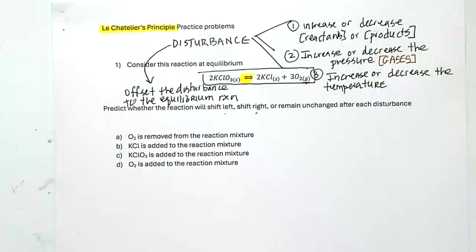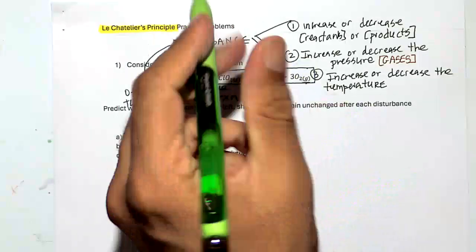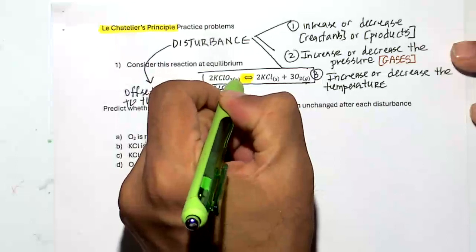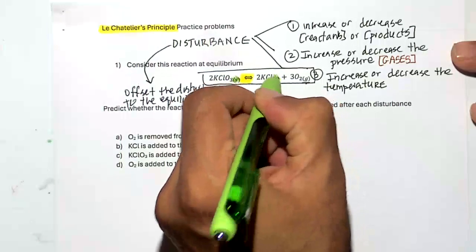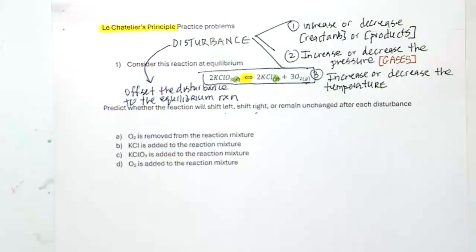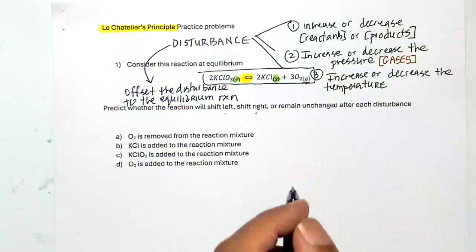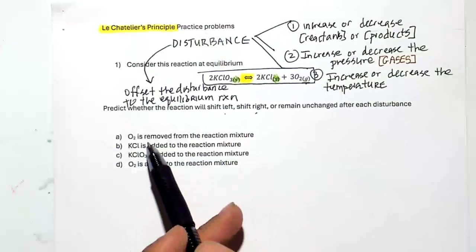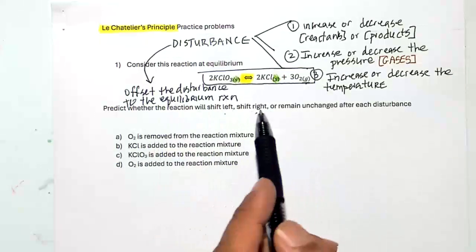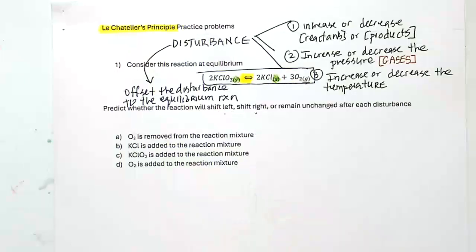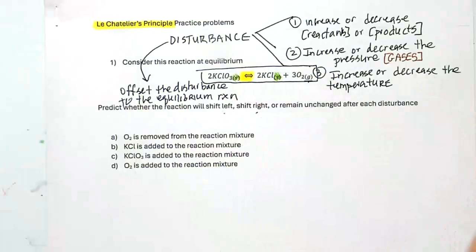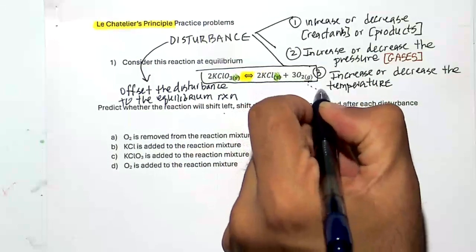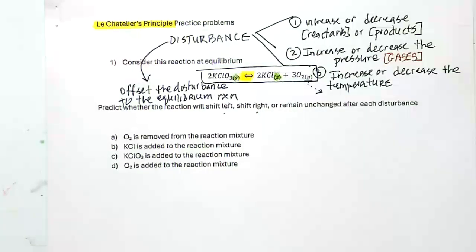And I want to bring your attention here to something that's very tricky that could throw you off. Okay, so what do we not really care about in an equilibrium? Solids, okay? They don't go into the equilibrium expression. All right, with that being said, let's do part A. This is our equilibrium. Okay, what disturbance are we going to do to this equilibrium? Okay, we will remove O2.